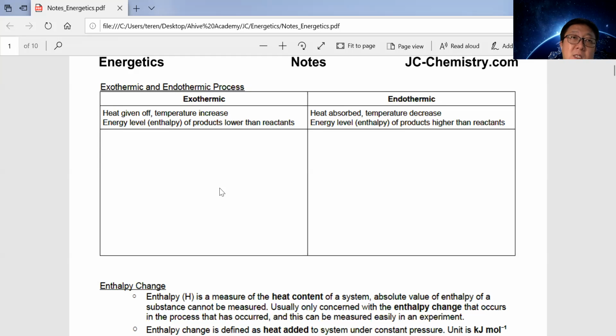You can see that this is an endothermic and exothermic reaction. Hopefully you know by now that the enthalpy of the products is lower than the reactants. This box here is to draw this enthalpy change diagram, the energy change diagram. So can you use a ruler and let's draw together?